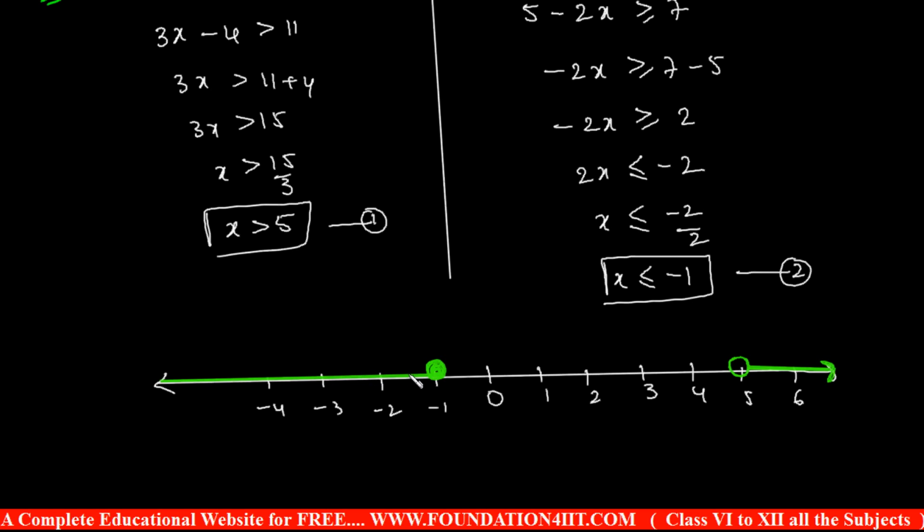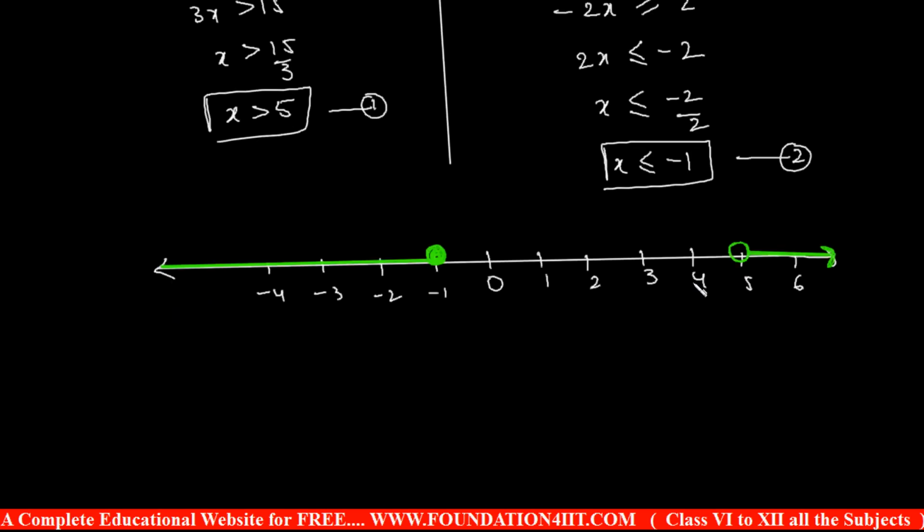So when you notice this, there are no common values. One is left and one is right. So you can make it in this way. To combine this, therefore, the solution set we can write: x belongs to the real numbers, x is greater than 5, and keep the union symbol, and the same, x belongs to R, x is less than or equal to minus 1. Okay, so this is the solution set we can write.